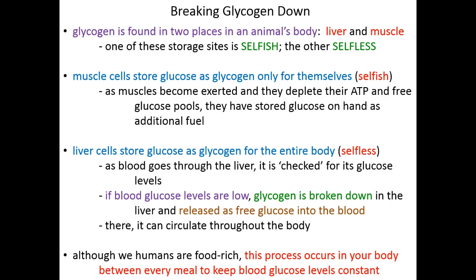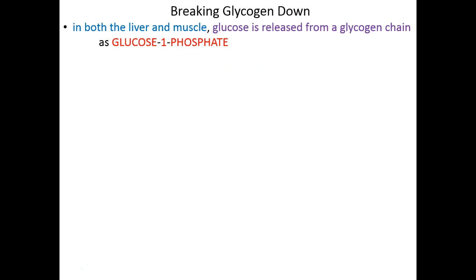Although we humans are now food rich, relatively speaking, we don't have to worry between meals. Still, this process that I'm describing occurs in your body between every single meal that you eat to keep your blood glucose levels constant. So between breakfast and lunch and dinner, and from dinner to the next breakfast, you're constantly either absorbing glucose from the blood and putting it into storage, or releasing glucose into the blood from those storage forms to keep blood glucose levels constant. In a healthy individual without diabetes or any other metabolic disorder, blood glucose levels are remarkably constant and vary very, very little throughout the course of a day.